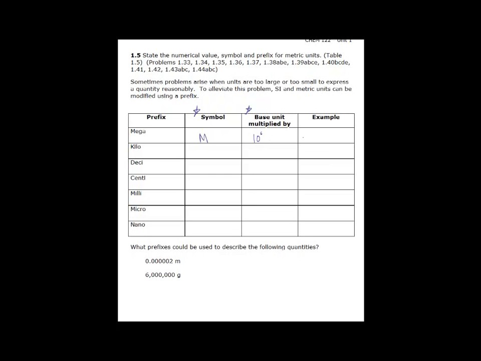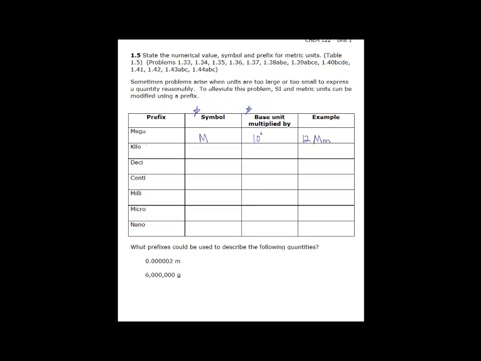An example would be 12 megameters. So mega, the abbreviation is capital M, and then meters is a lowercase m. Okay, and if these base unit multipliers are confusing at this point, stick with me because I'll show you how to convert from one to another, and it will probably make more sense at that point.